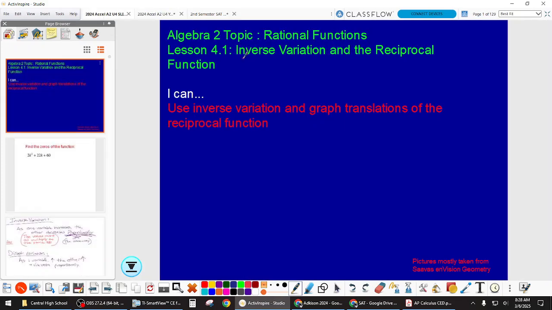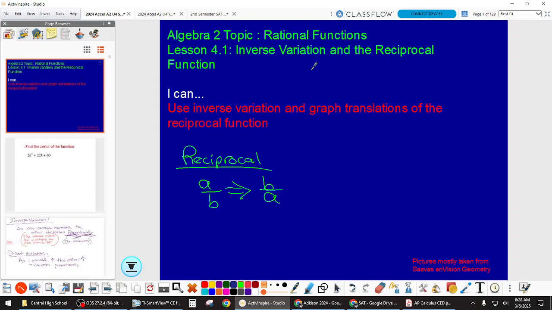So this section is called inverse variation and the reciprocal function. What does the word reciprocal mean? It doesn't mean opposite. So we're just switching positions of denominator and numerator when we say reciprocal. Which does include whole numbers as well. Like what's the reciprocal of 5? 1/5. 1/5, good. Okay.